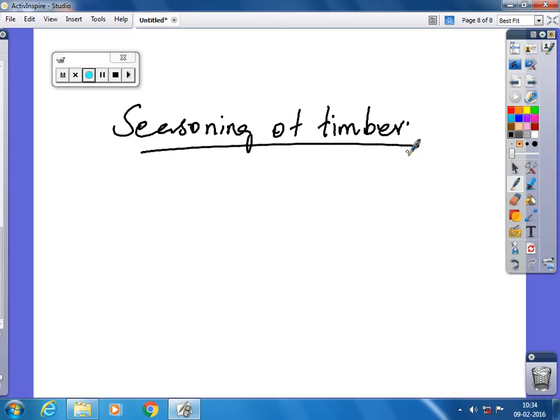Similarly, here we need to remove the moisture content, that is water, from the timber, that is from the wood. The seasoned wood is called timber. The seasoned wood is called timber. Just when you take a wood, you cannot call it timber. Note this down for timber.